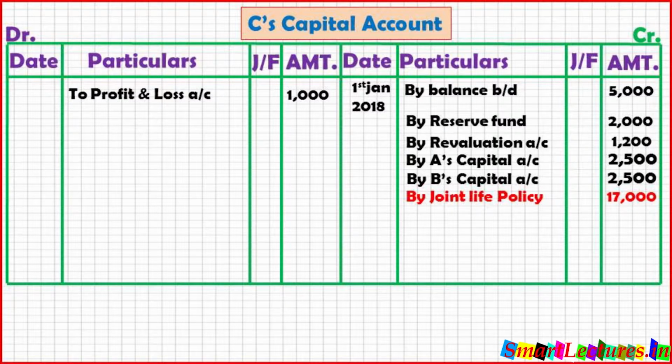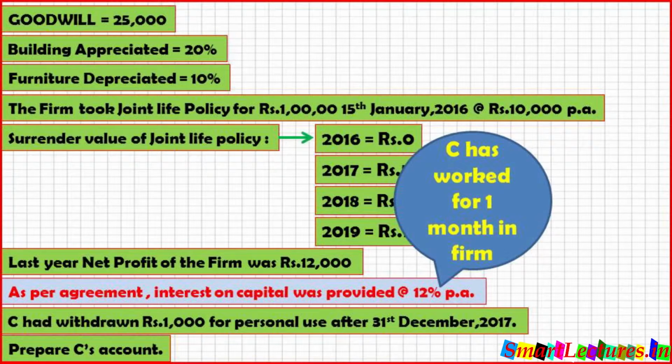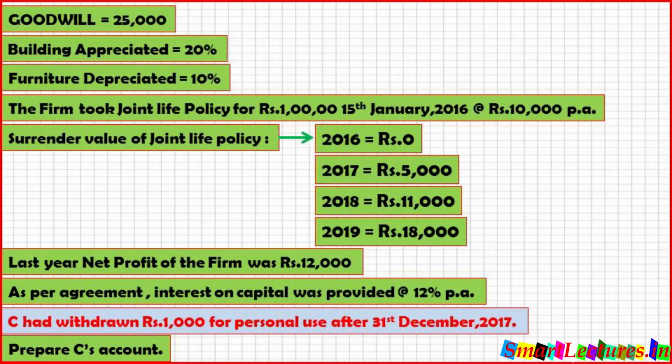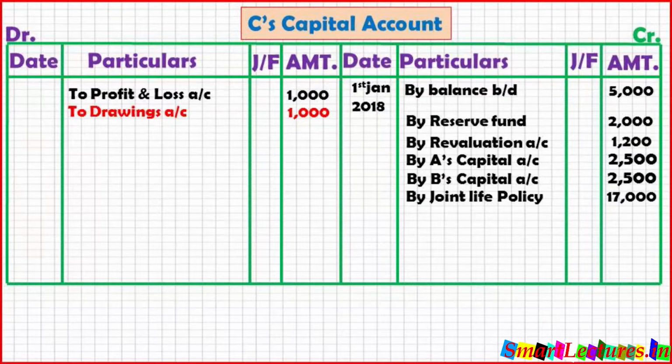Now if you look at the question, last year net profit was 12,000. It's quite confusing for us and new: what we have to do with the last year profit. Number 2, interest on capital is provided at 12%. So one thing is clear, C has worked for 1 month in the firm, so he is entitled to 12% interest on capital for 1 month. And secondly, he had taken 1,000 for personal use from the firm. These are the drawings, and these drawings must be noted down in the capital. So come to the capital account, to drawings, rupees 1,000.